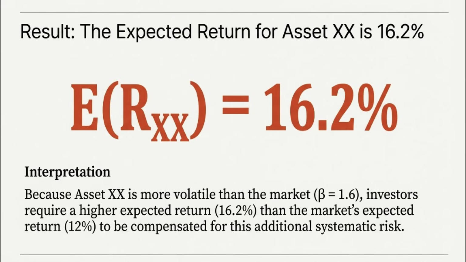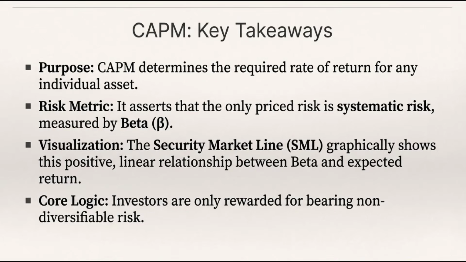You can eliminate it essentially for free just by holding a well-diversified portfolio. You're not compensated for making a poor risk management choice. You're not compensated for a risk you could have easily avoided. The market doesn't pay you for failing to diversify. The only risk that's left, the only one that even a perfectly diversified investor has to face, is that systematic market risk. And that is the only risk you get paid to take. The CAPM links expected return to systematic risk through beta.